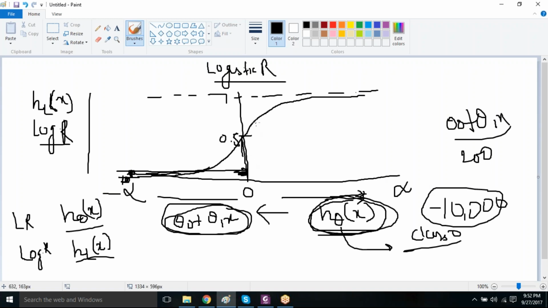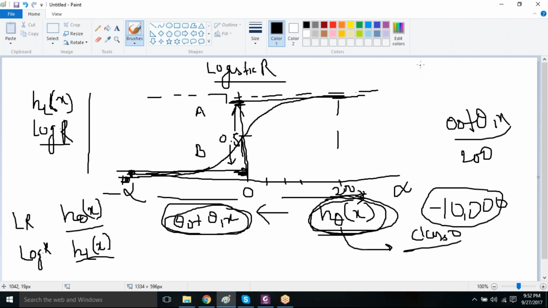And suppose your theta naught plus theta 1 x value comes out to be say 200. If you go on mapping here, say here it is 0, here it is say 10, 20, this 200 will come here, somewhere near to 1. So above 0.5 I will call it class A, and below 0.5 I will call it class B. This is a kind of mapping logistic regression does.